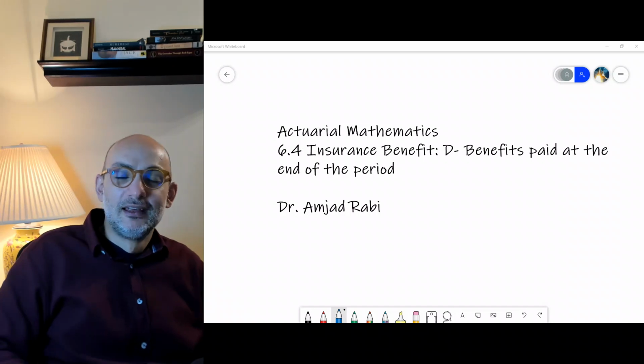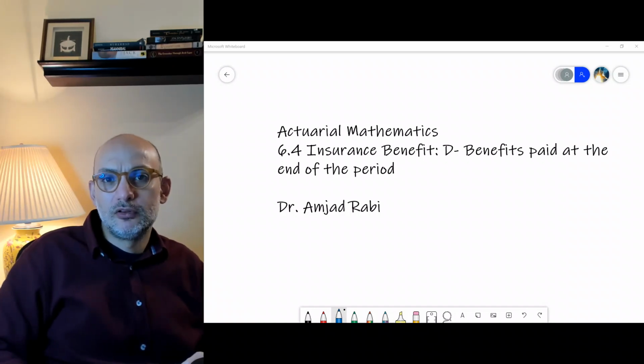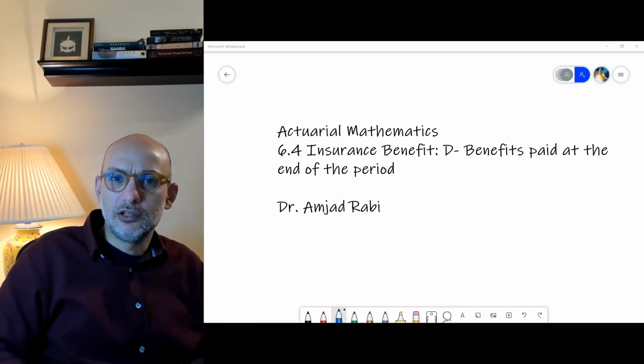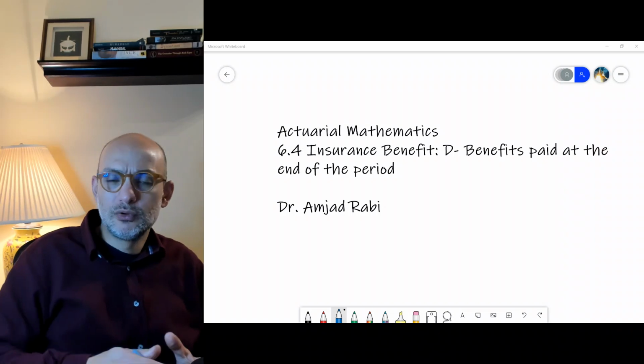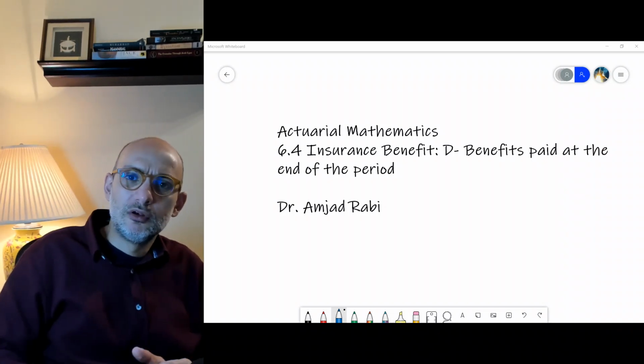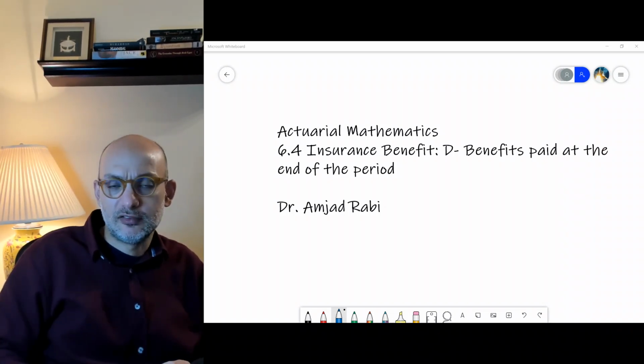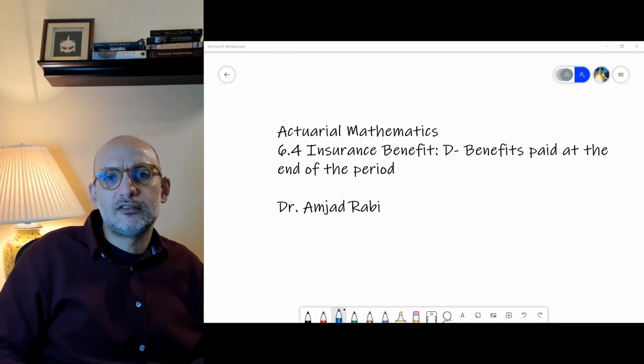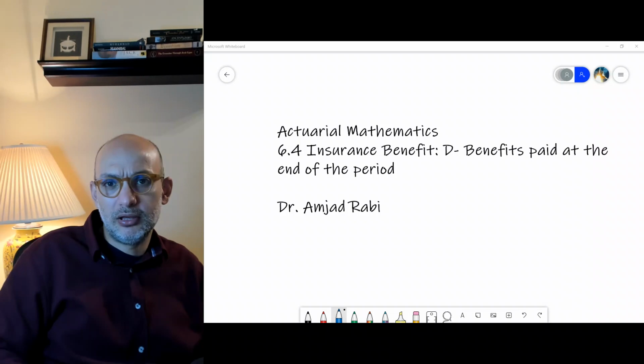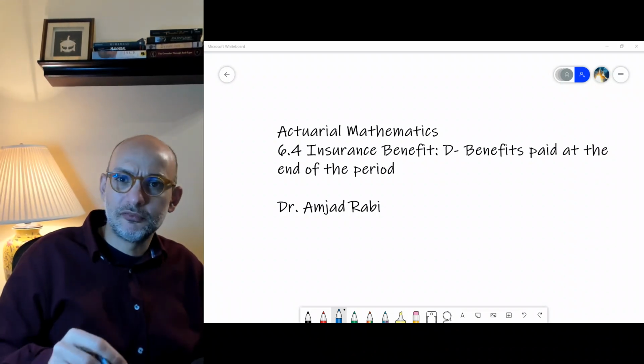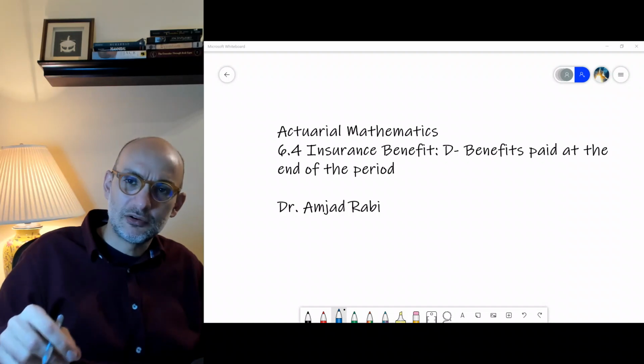Hi again. In the previous session, we continued evaluating and valuing insurance products, and we looked at the continuous case. Now we will move, similar to what we developed, to the discrete case. What we mean by the discrete case is that the insurance benefit payment will be made not at the time of death, but rather at the end of the year of death.